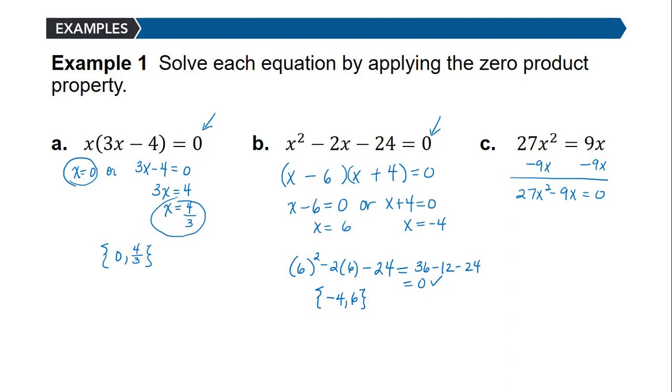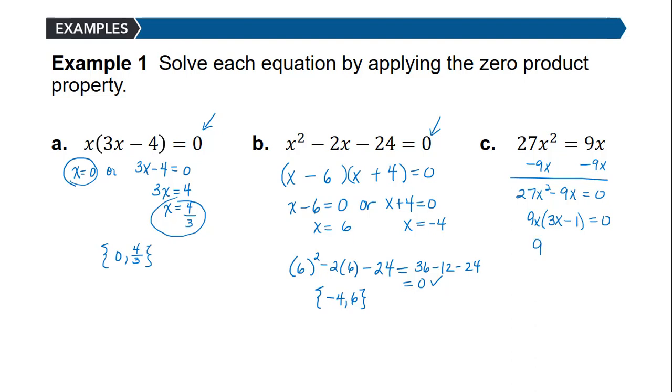This is just a binomial. There is a common factor of 9x from each of those terms. If we divide each term by 9x, 27x squared divided by 9x is 3x, minus 9x divided by 9x is 1, and then that is equal to 0.